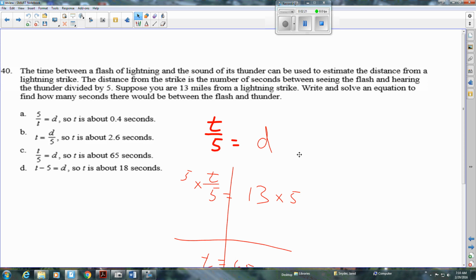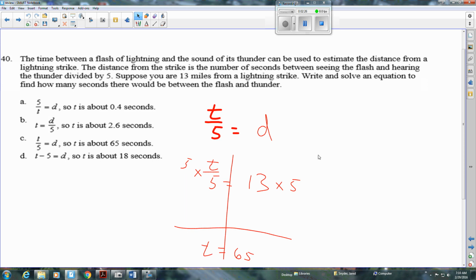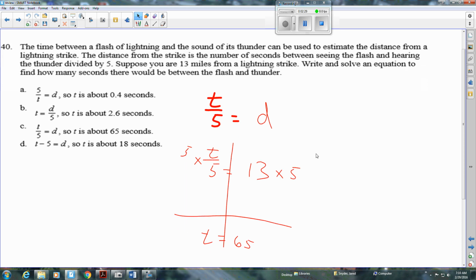The time between a flash of lightning and the sound of its thunder can be used to estimate the distance from a lightning strike. The distance from the strike is the number of seconds between seeing the flash and hearing the thunder divided by 5. Suppose you are 13 miles away from the lightning strike. Write and solve an equation to find how many seconds there would be between the flash and the thunder. So we know that whatever the time is, divided by 5 is going to equal your distance.